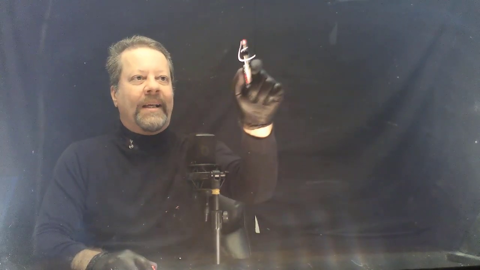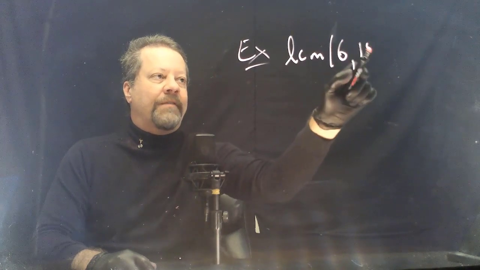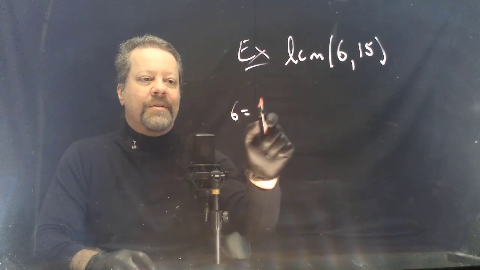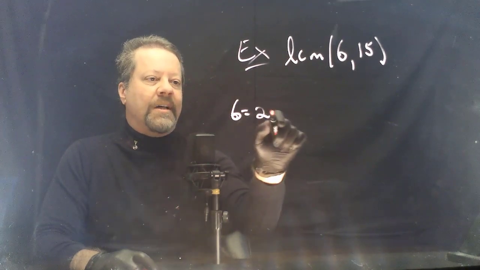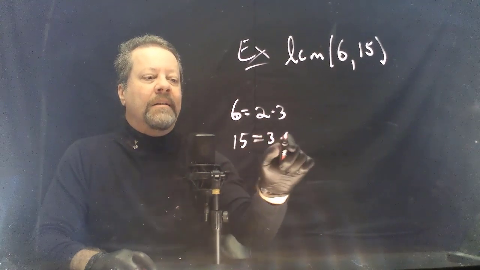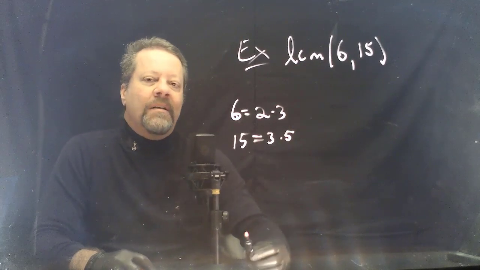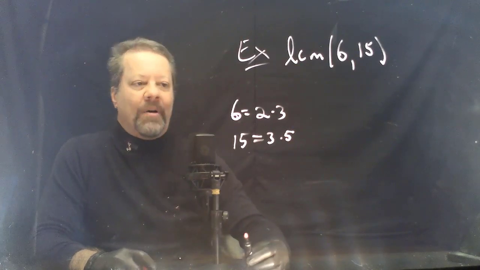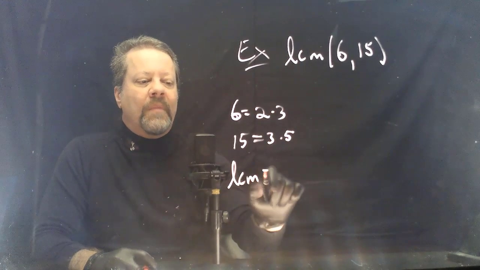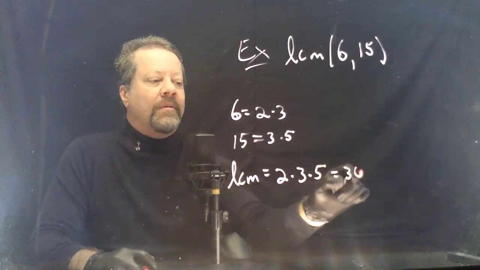Let's do a quick example. What's the least common multiple of 6 and 15? It also is helpful to look at the prime decompositions in this case. 6 is 2 times 3, and 15 is 3 times 5. When we're looking for the least common multiple, we take the maximum power that appears. In this case, the LCM will be 2 times 3 times 5, or 30.